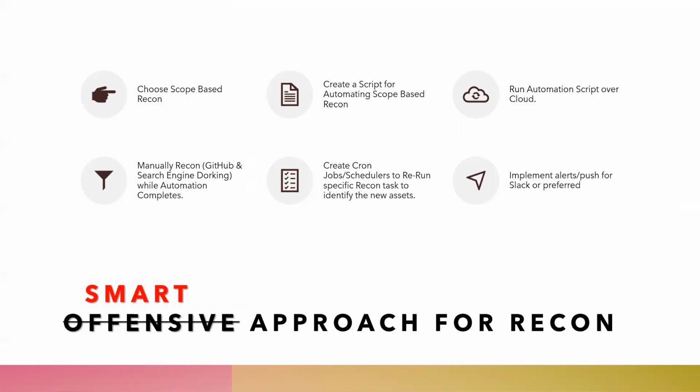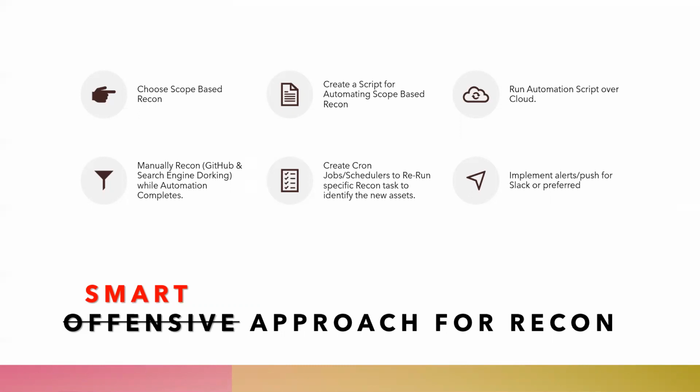Run your automation scripts over the cloud because it's fast. It will save your system's processing power so that while you are testing with Burp Suite and some other tools, you won't face any lags. Manually perform recon on GitHub and perform search engine dorking manually while your automation completes, or you can also perform manual pen testing while your automation completes.